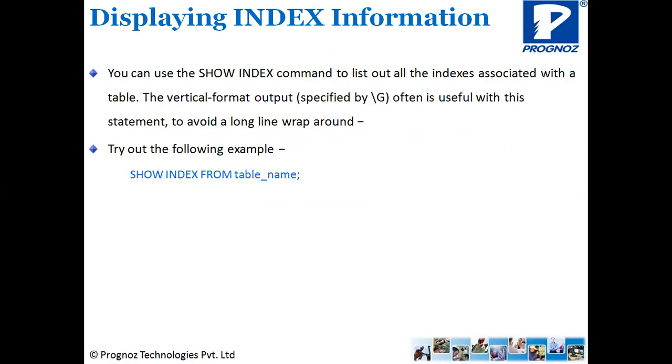Now, what if you want to display the index information from the table? Meaning on which table we have applied which index, and on which column, that can also be displayed. Just like we can use show databases and show tables commands to show the database and table information, similarly I can view the index information. So you can use the show index command to list all the indexes associated with the table, and the vertical format output specified by \G is often useful with this statement, to avoid long line wrap around. So show indexes name.